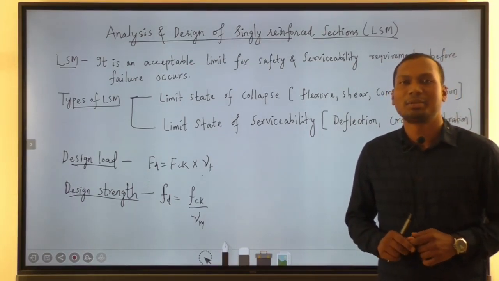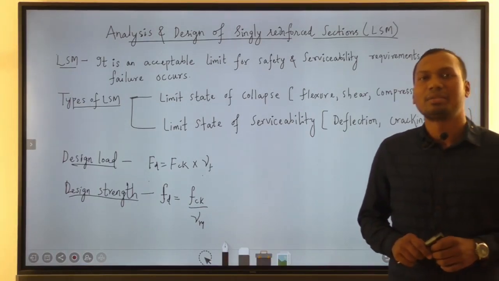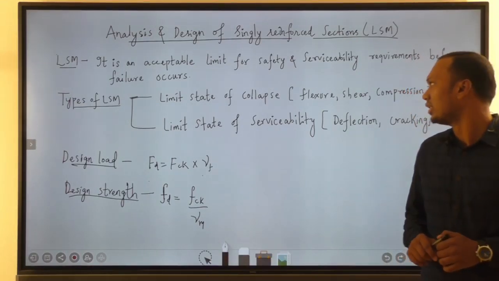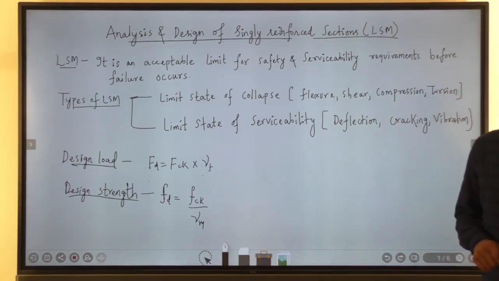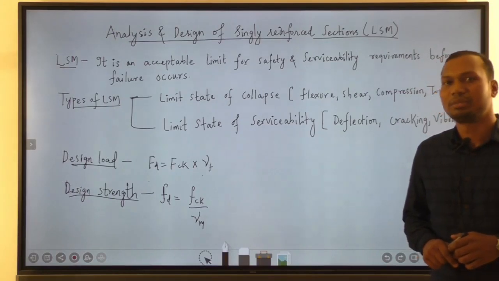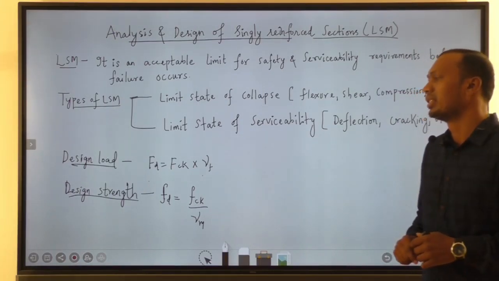Then if we see the types of limit state, there are two types. One is limit state of collapse and the other is the limit state of serviceability. In limit state of collapse, again we have flexure, shear, compression and torsion, which are the imaginary behavior, and in limit state of serviceability we have deflection, cracking and vibration, which are the real behavior.